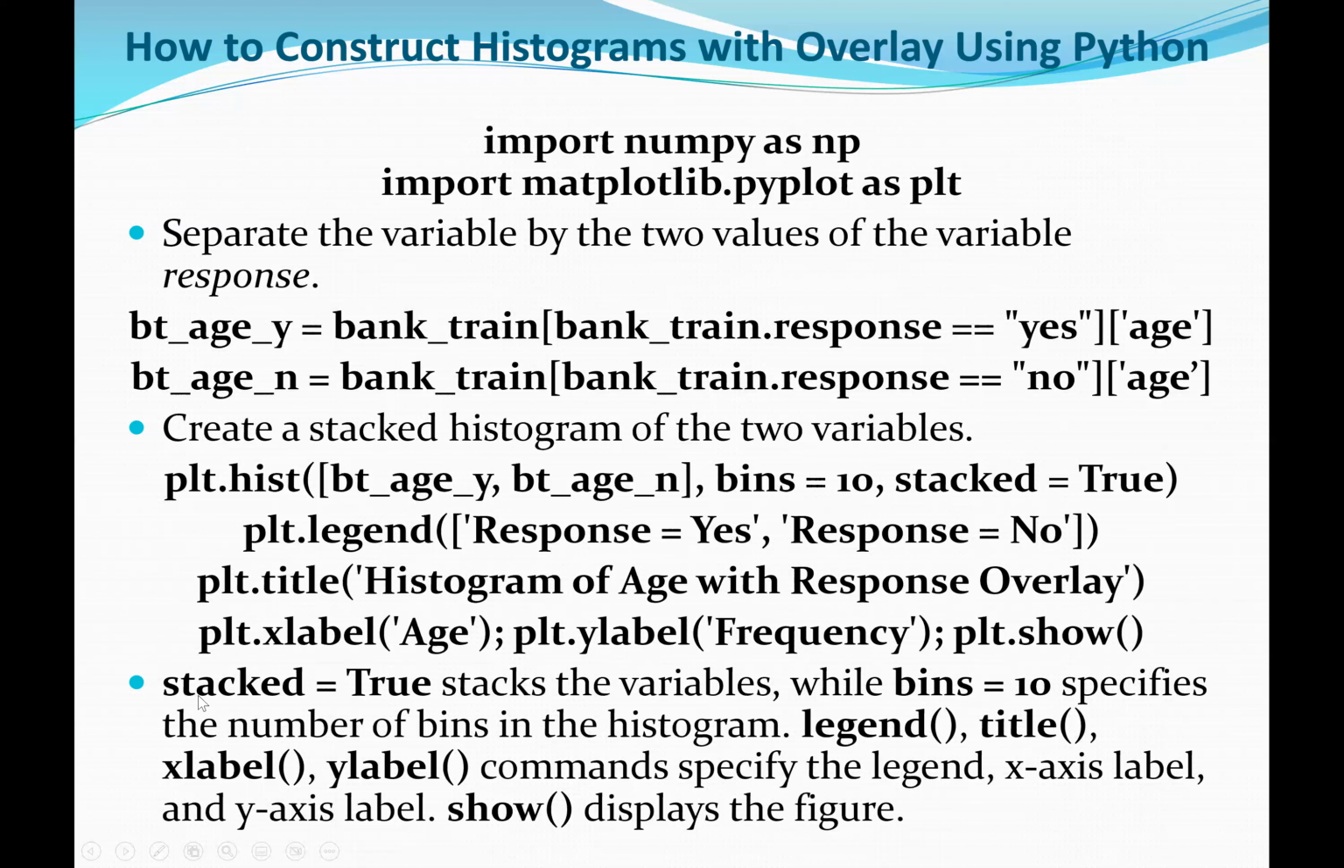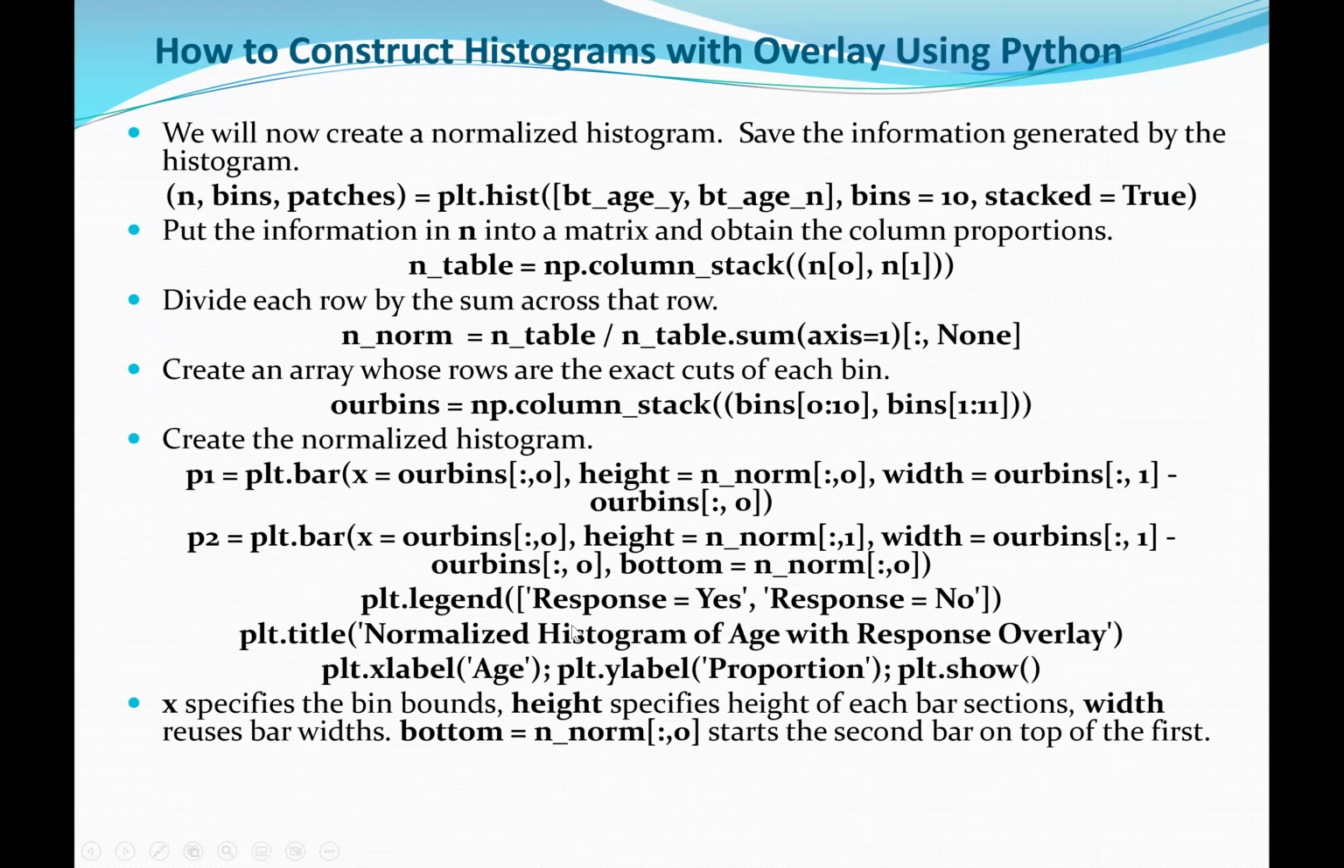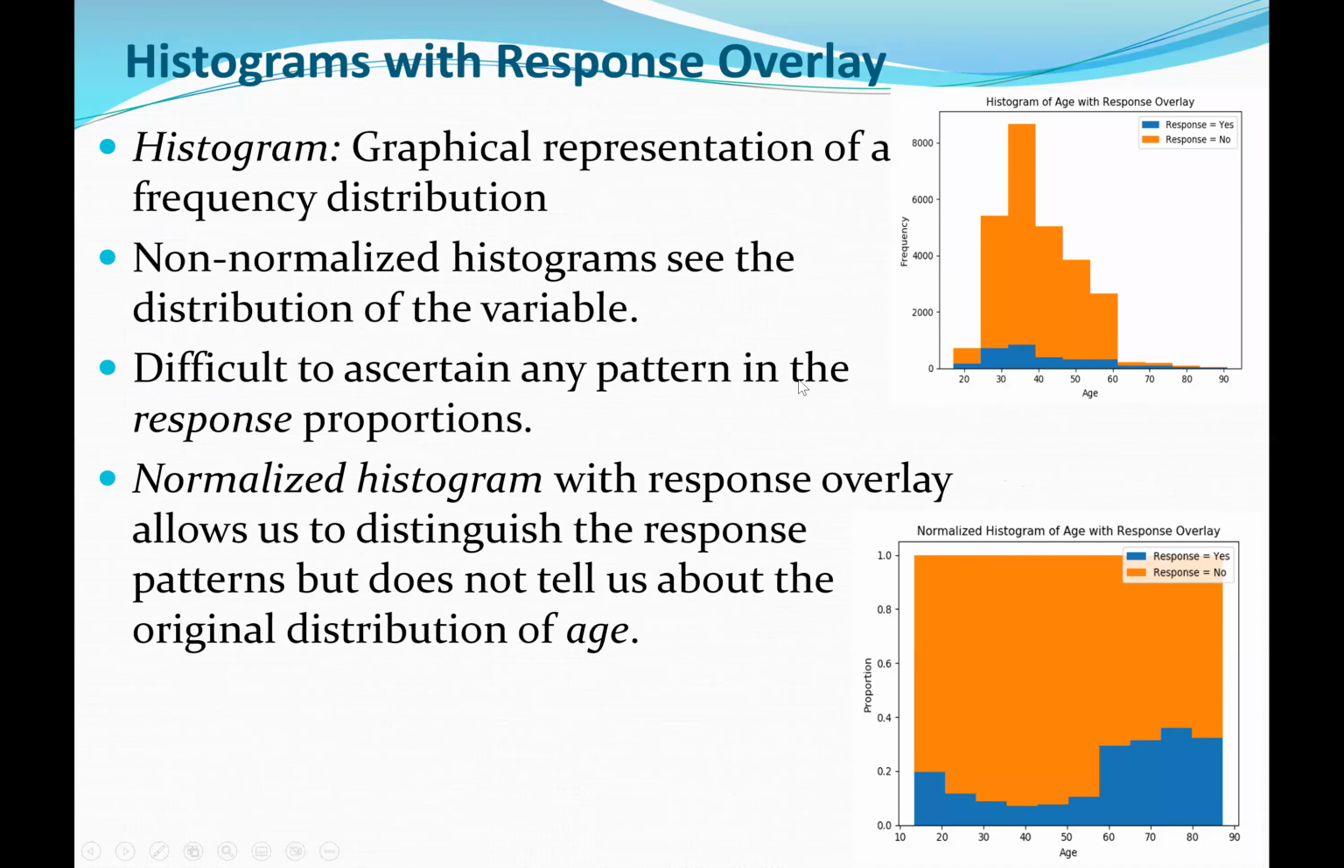Then next, again, here we just explain that stacked equal to true means we are stacking the variables. Bins equal to 10 specifies the number of bins in the histogram, representing the number of bars. Then the legend, title, x label, y label. Again, let's see how this works. The show function will display the figure. Let's go to the previous slide. We can see our title here, histogram of age with response overlay. The legend is response equal to yes, response equal to no, blue and orange. Our x-axis is age, and the y-axis is again frequency.